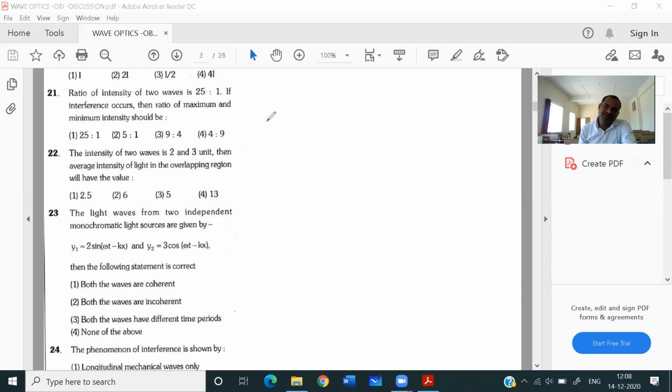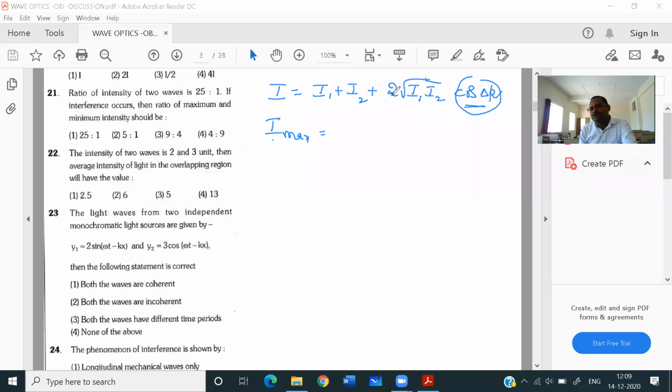Just now I have given that the intensity formula is I1 plus I2 plus 2 root I1 root I2 cos delta phi. What is the maximum intensity? When cos phi is equal to 1, then only you will get maximum intensity. It is I1 plus I2 plus 2 root of I1 I2, which can be written as root I1 plus root I2 whole square. I have already given you this modification.